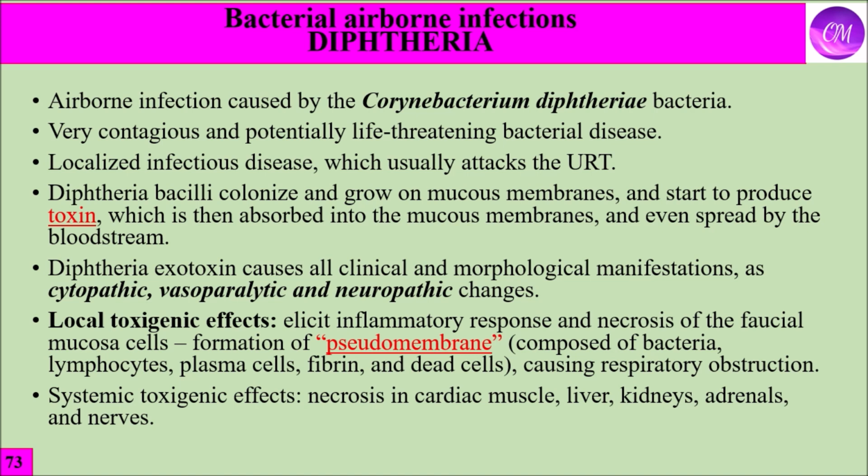Local toxigenic effects include an inflammatory response and necrosis of the mucosal cells, formation of a pseudomembrane composed of bacteria, lymphocytes, plasma cells, fibrin, and dead cells, causing respiratory obstruction, and systemic toxigenic effects, necrosis in cardiac muscle, liver, kidneys, adrenals, and nerves.